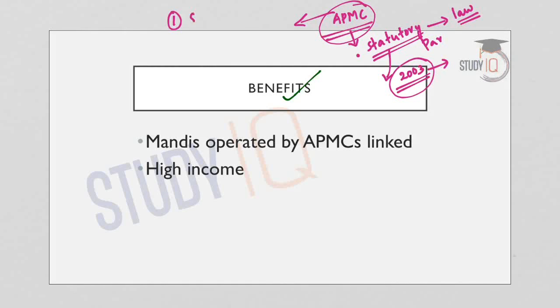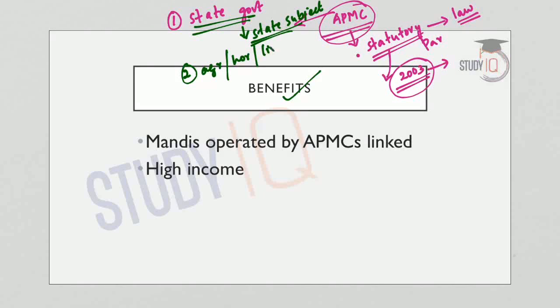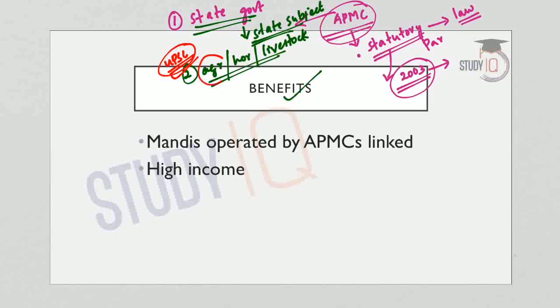So two things are to be remembered here. It is constituted by state governments because agriculture is a state subject. Therefore, state governments have to constitute it. And it also trades in agricultural produce, horticultural and livestock products. So this is very important. Such type of facts can be asked in your UPSC preliminary examination. So it not only deals with agricultural produce but also horticulture and livestock. This is very important.